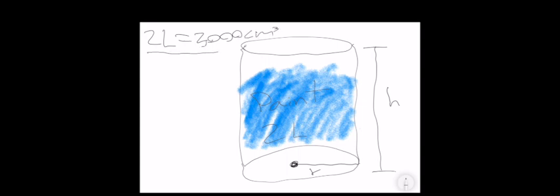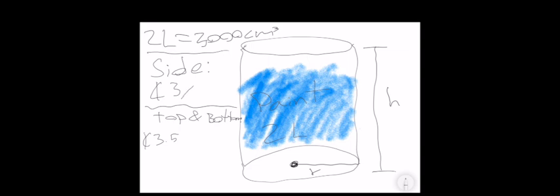And there are two variables, r, which stands for the radius in centimeters, and h, which stands for the height in centimeters. Before we start, we have to say something. 2 liters equals 2,000 cubic centimeters, which is also centimeters to the third. The side, which has the variable h in the equation, costs 3 cents per square centimeter. And the top and bottom cost 3.5 cents per square centimeter, which is also centimeters to the second.